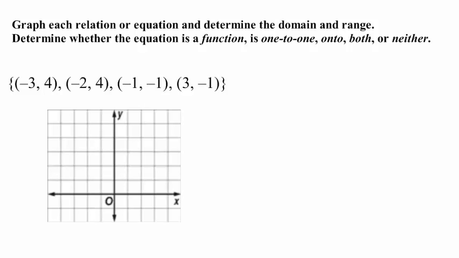All right, the difficult thing about this isn't going to be graphing it, I hope. We're going to have 1, 2, 3, 4 distinct ordered pairs on this graph. One at (-3, 4), there in the second quadrant, (-2, 4) right next door, (-1, -1) down in the third quadrant, and (3, -1) down in the fourth quadrant.